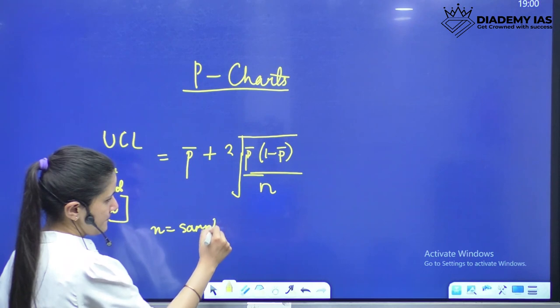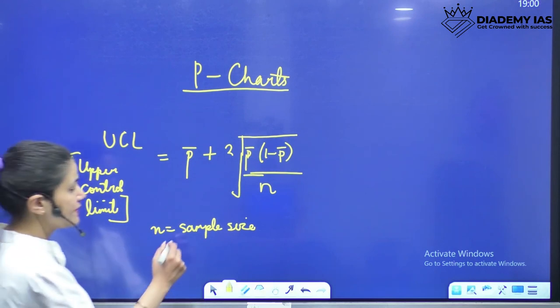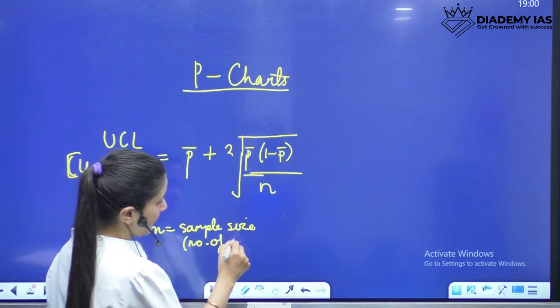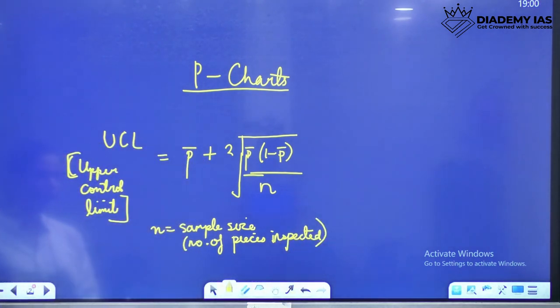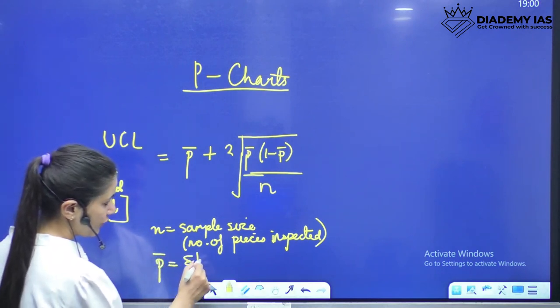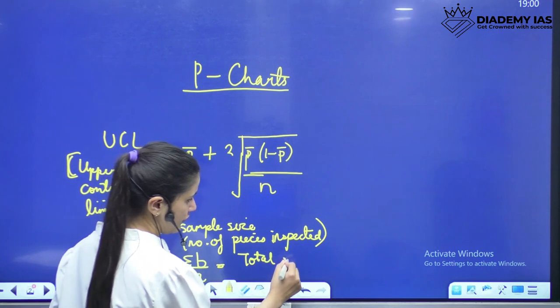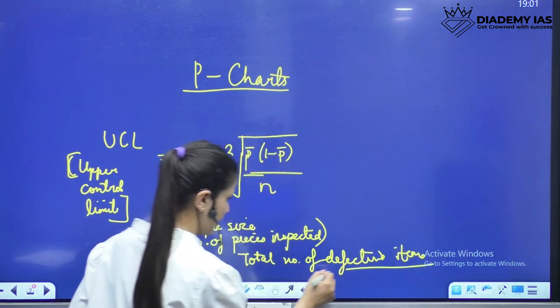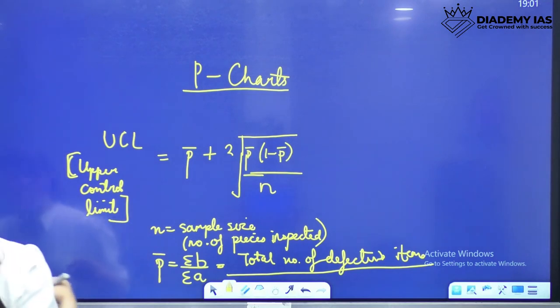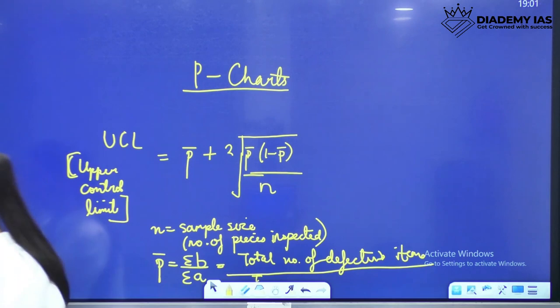sample size. If you see clearly, it is the sample size or the number of pieces inspected. Then P bar is found by using the formula sigma A upon sigma B. And what this basically is, is the total number of defective items divided by... I'll just write it down there.